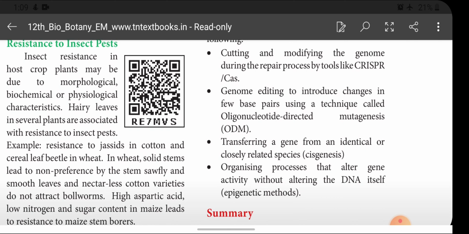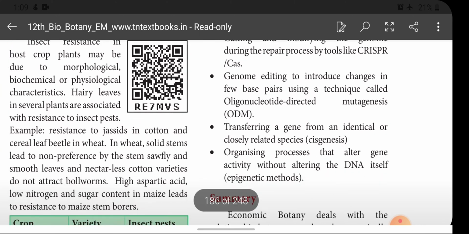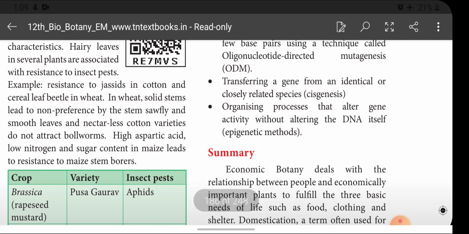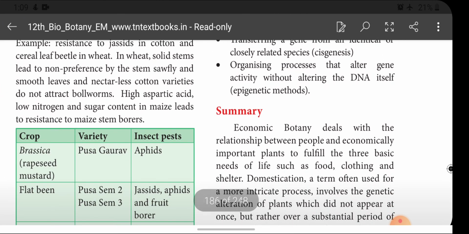And organism processes that alter gene activity without altering the DNA itself, this is called what? Epigenetic methods. So after introducing this altered gene, the organism processes that alter gene activity without altering the DNA itself, this process is called epigenetic methods. Okay, children, with this we have completed this lesson.